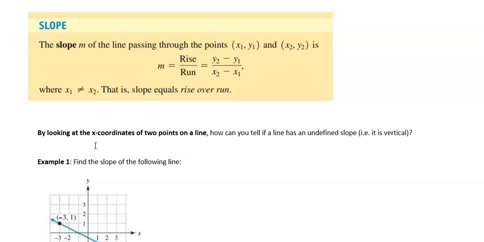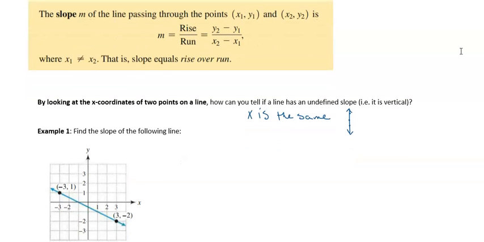All right, so by looking at the x-coordinates of 2 points on a line, how can you tell if a line has an undefined slope? In other words, if it is vertical. Take a moment and think about that. The answer is that x is the same. It's unchanged. x is the same in both. So it is a vertical line going this direction because x doesn't change. x is the same here, here, and here. Okay? All right, so next we're going to find the slope of a line.